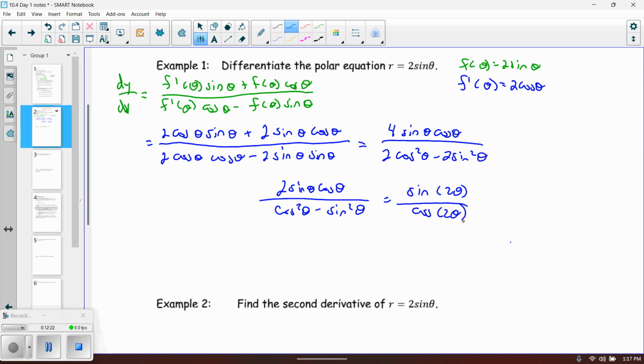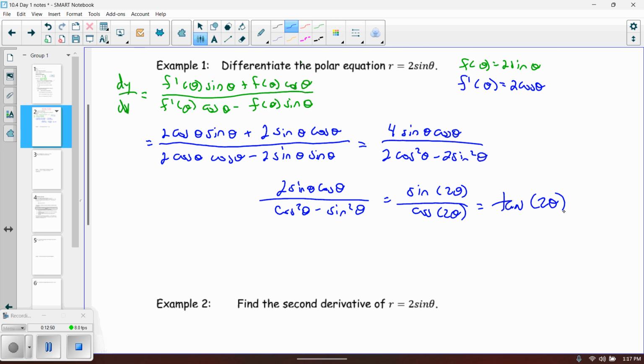Since the angles are the same, these are the same types of functions, so we can do sine divided by cosine, which in this case is just tangent. And it's tangent of the angle 2 theta. So our derivative, dy over dx, of r equals 2 sine of theta is tangent of 2 theta. So in other words, you could find the slope at any given angle based upon this.